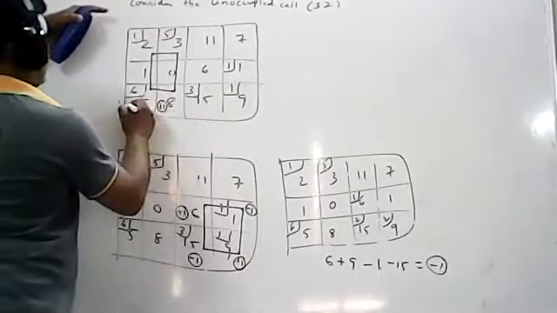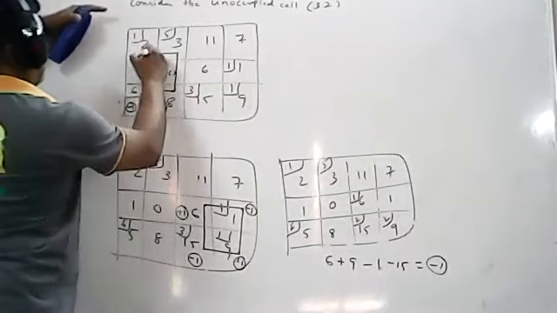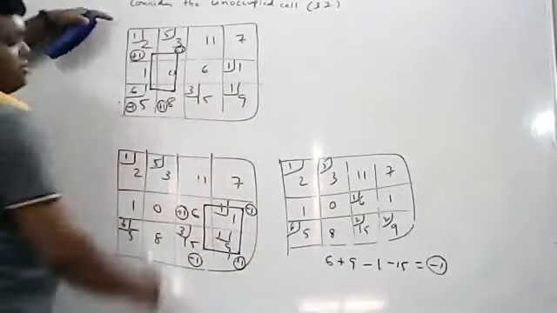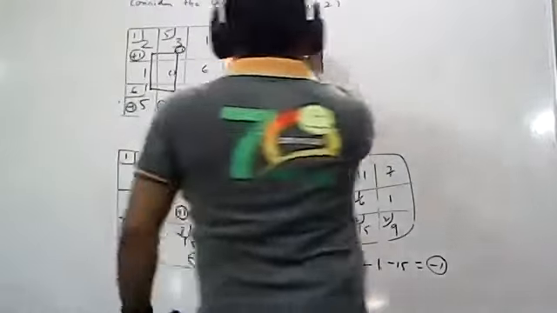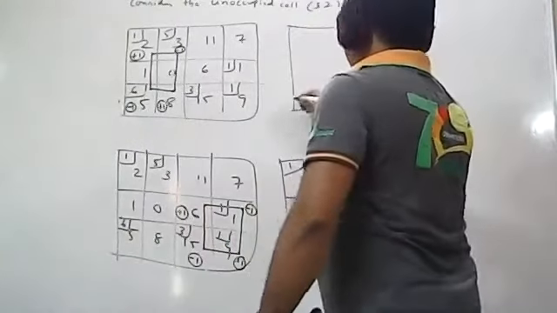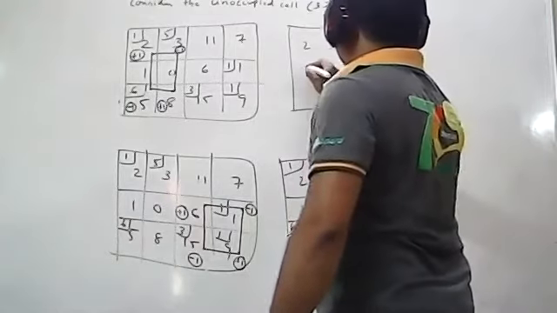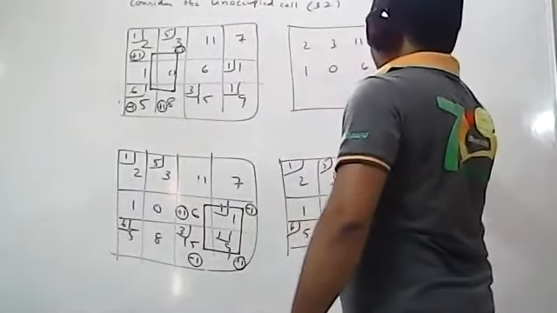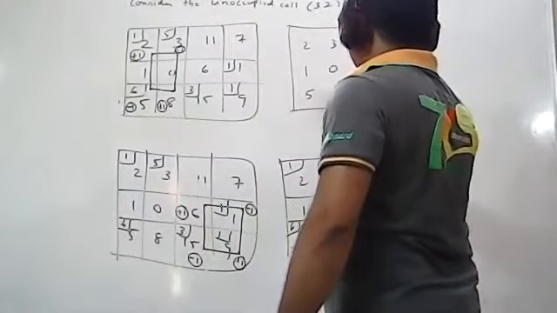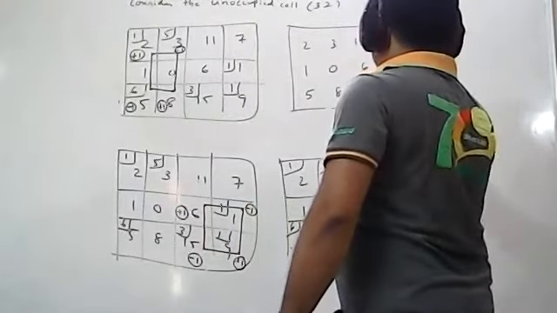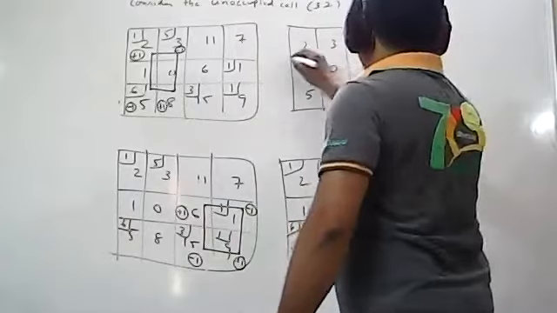So this is plus 1, means this is minus 1. This is minus 1, means this is plus 1. This is minus 1. This is minus 1. Okay. So now you can draw the table. What are the values you are getting? 2, 3, 11, 7. This one is 1, 0, 6, 1. And this one is 5, 8, 15, 9.